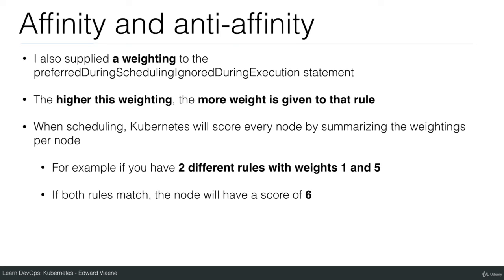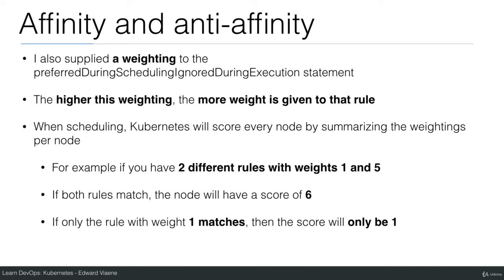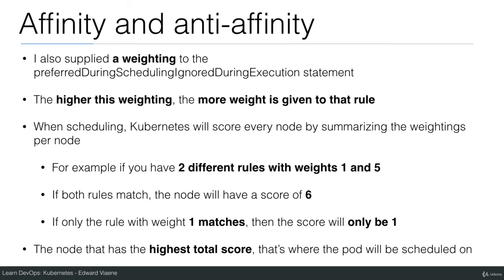So in this case, we have one node where both rules match, but we're probably going to have other nodes. So let's say that we have another node, and on this other node, only the rule with weight 1 matches, so the score will only be 1. Then we have one node with score 6 and one node with score 1. The node that has the highest total score, that's where the pod will be scheduled. So in this example, our pod would be scheduled on the node that has a score of 6.